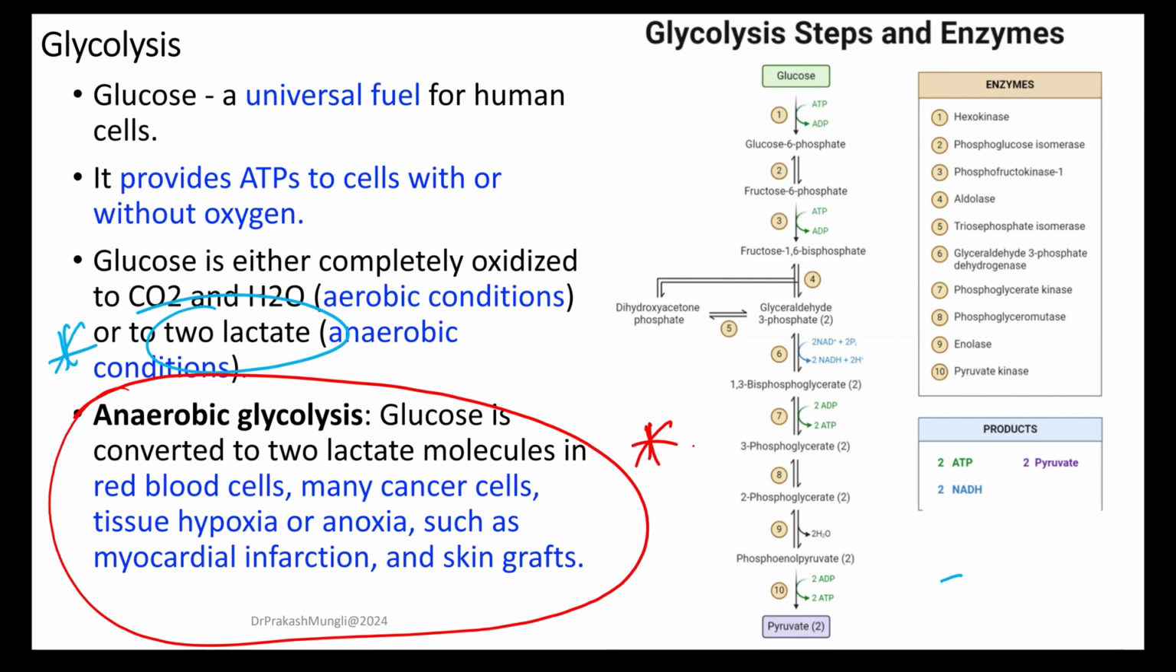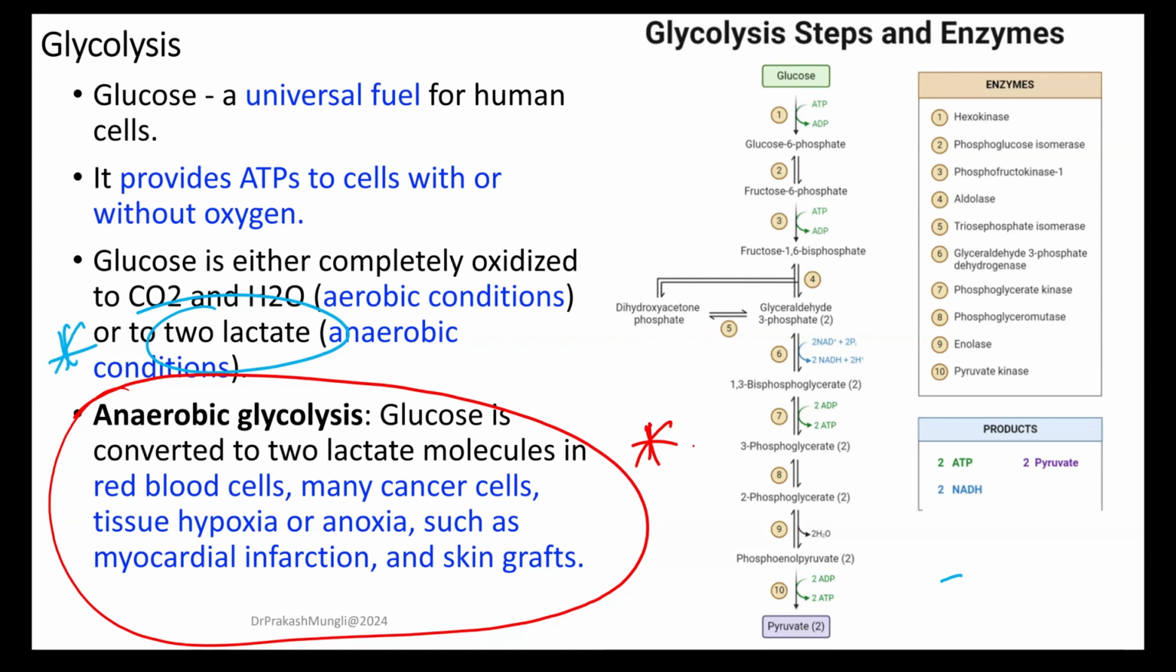Red blood cells. You know why? Because they don't have mitochondria. Red blood cells don't have mitochondria. They conduct anaerobic glycolysis. And then many cancer cells, preferentially they conduct anaerobic glycolysis. Not that they don't have mitochondria. They do. But preferentially they conduct anaerobic glycolysis. There is a phenomenon called Warburg effect that we are going to see. Even in the presence of oxygen and mitochondria, cancer cells conduct anaerobic glycolysis. That is called Warburg effect, Warburg phenomenon. So we are going to see that.